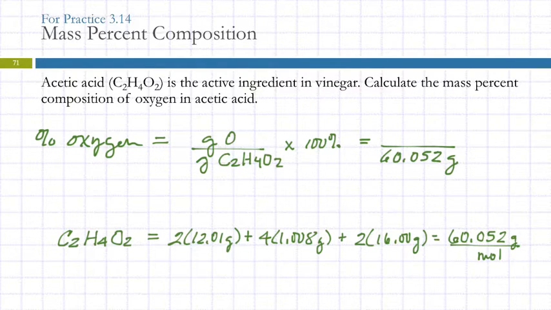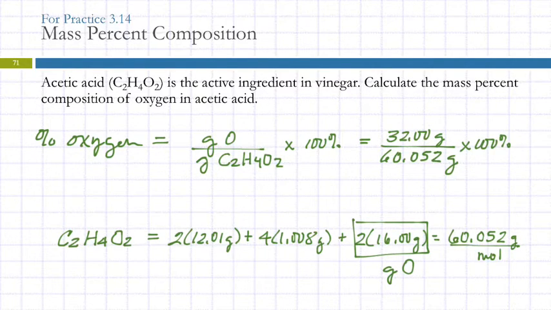What's the mass of oxygen in that 1 mole of acetic acid? 32. It's this right here. That's the mass of oxygen, because each of these units has 2 moles of oxygen in it. So if you write this calculation out, all you have to do is pick out the element that you're looking for, and that's what goes in the numerator. So you can put 2 times 16 up there, or you could finish the math. It's 32 grams of oxygen times 100%.